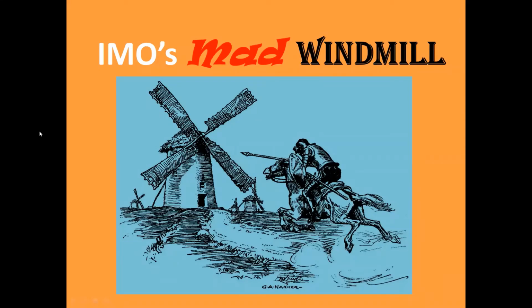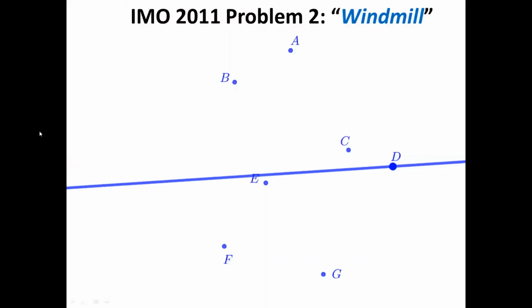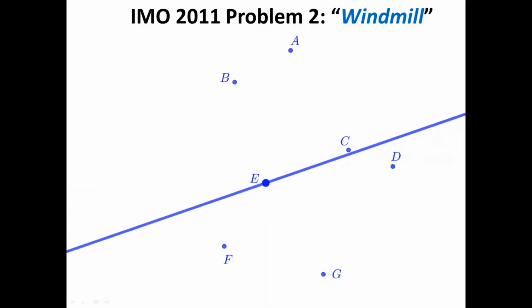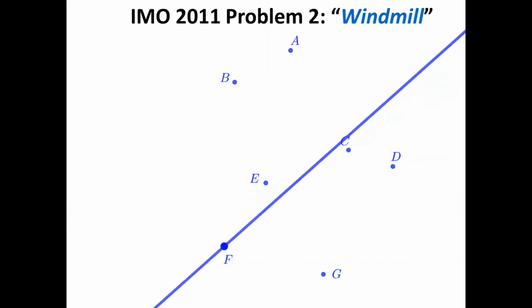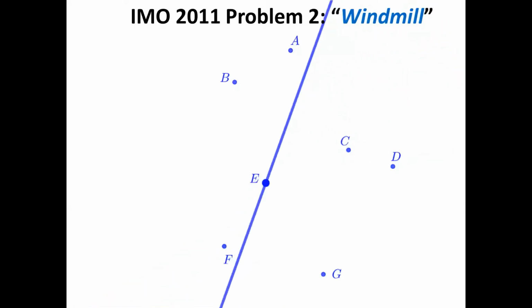We are going to discuss the second problem of the 2011 International Mathematics Olympiad competition, the windmill problem. It is interesting but also deceptively difficult. We have several points in the plane. No three of them are collinear.